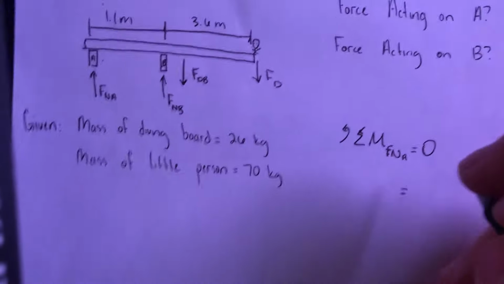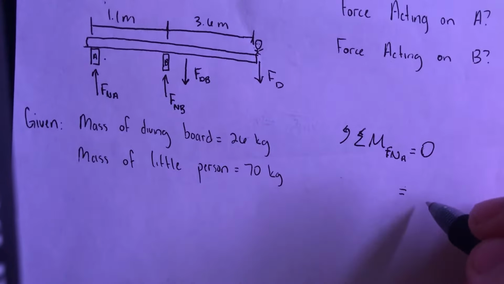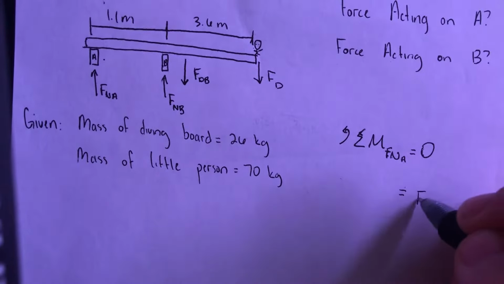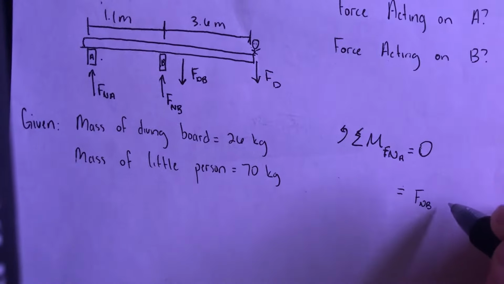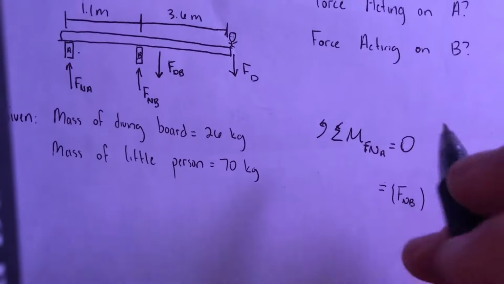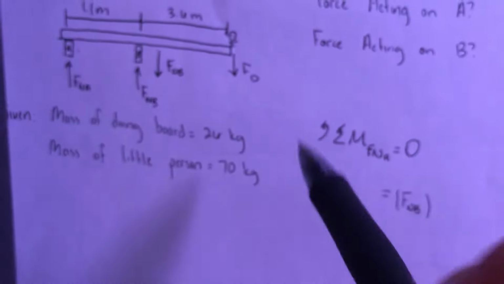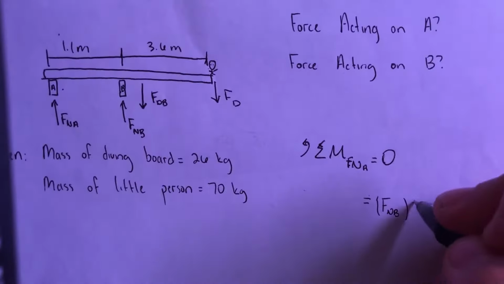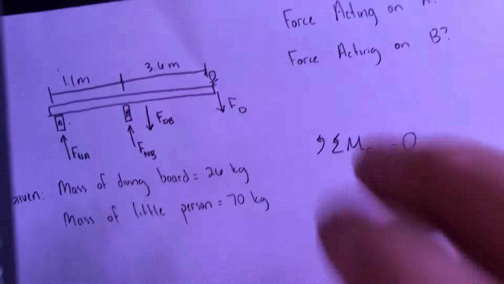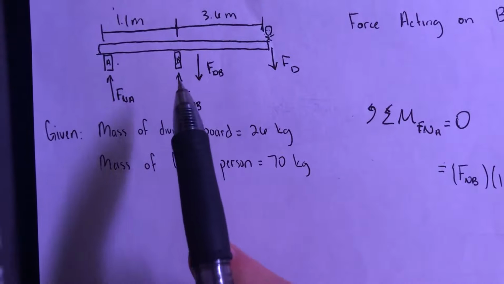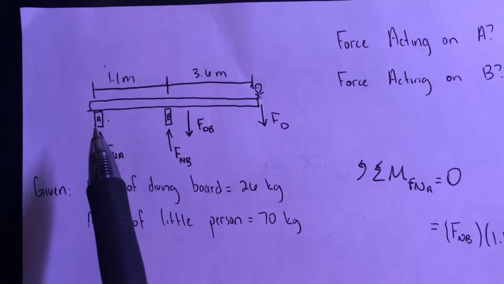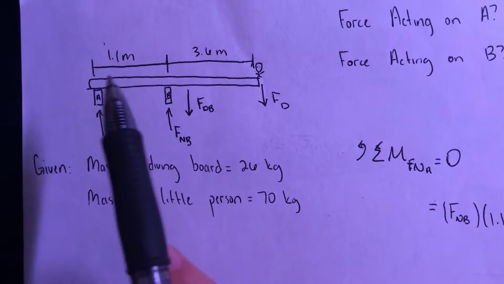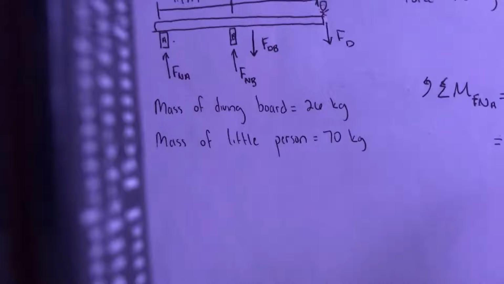So the normal force at point B will be F in B multiplied by the distance at which it occurs, which is 1.1 from A. So we can go ahead and write 1.1. If we're taking it at point A and that's pushing up, then it'll be positive because it's moving in the counterclockwise direction. So that would be positive.